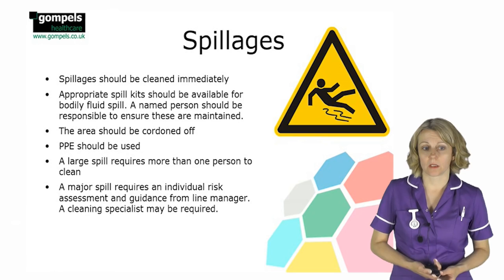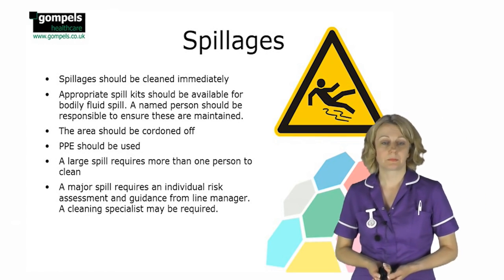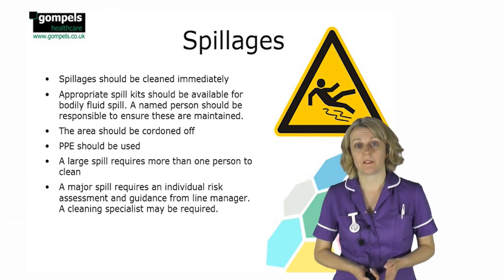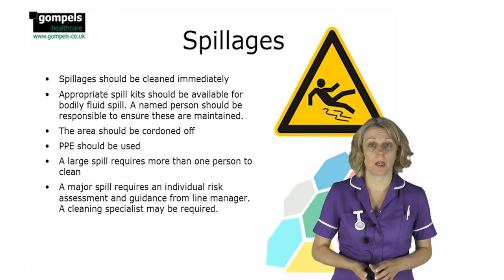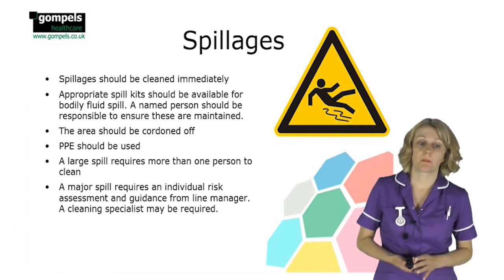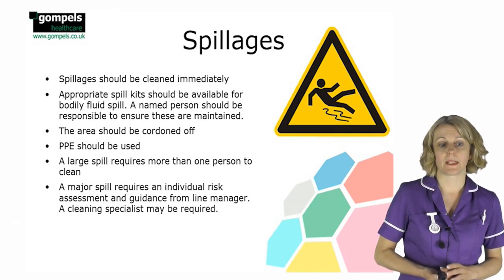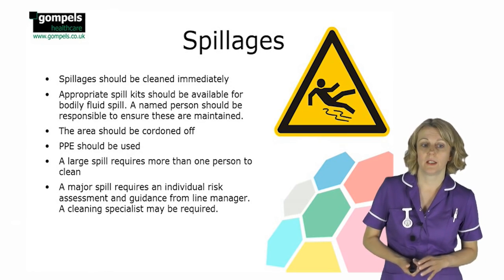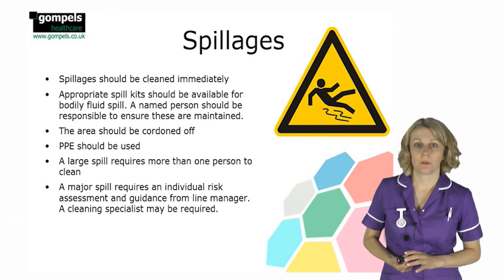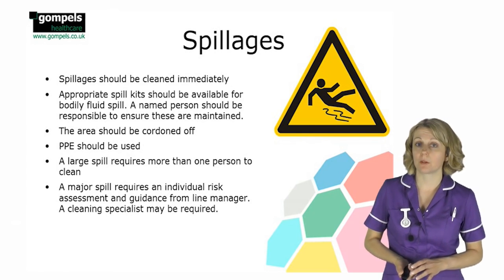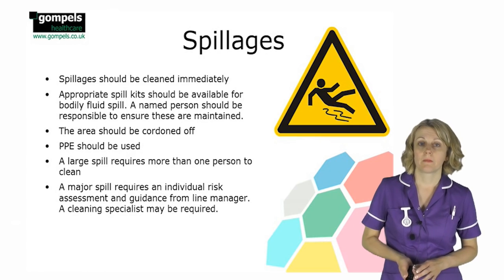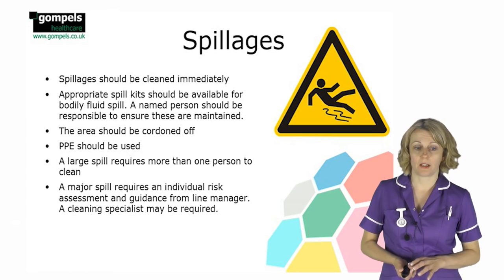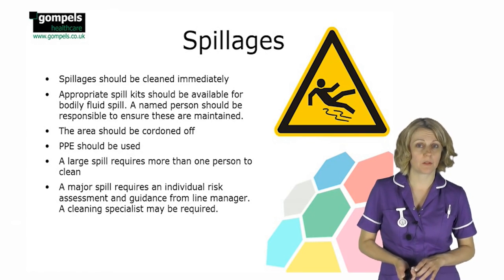Spillages are also important, so spillages must be cleaned immediately. Appropriate spill kits exist and should be available for body fluid spillages. So a named person needs to be available to be responsible to ensure that these are maintained. If there's a spillage, then the area will need to be safely cordoned off and personal protective equipment will need to be used. A large spill may require more than one person to clean, and a major spill requires an individual risk assessment and guidance from the line manager. A cleaning specialist may also be required.